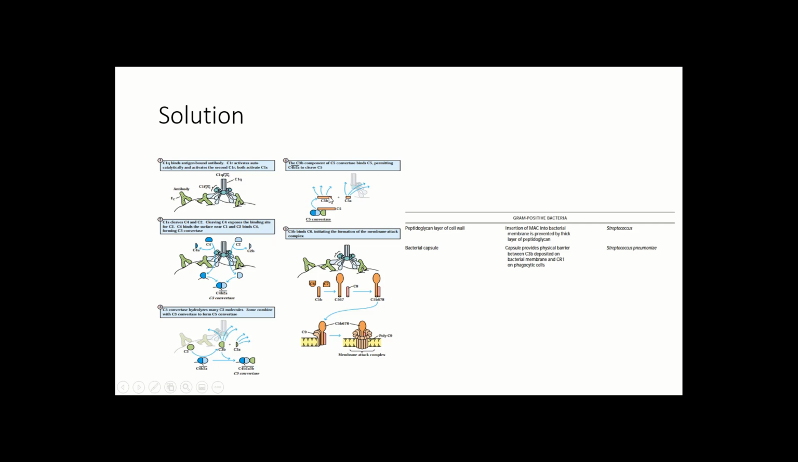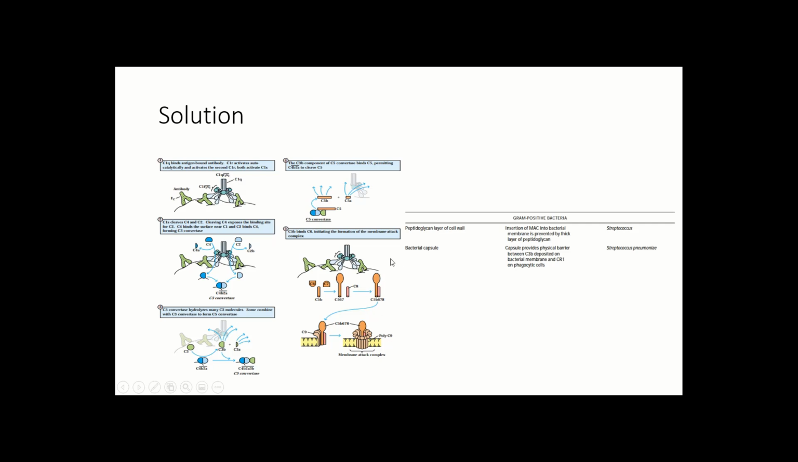So now this C5b will bind to C6, initiating the formation of the membrane attack complex. This C5b, which is produced by the cleavage of C5 by the C5 convertase, will come and bind to C6 and C7. So it will make C5b, 6, 7 and at the last, C8. In total, the C5b, 6, 7, 8 complex is the membrane attack complex, or MAC.